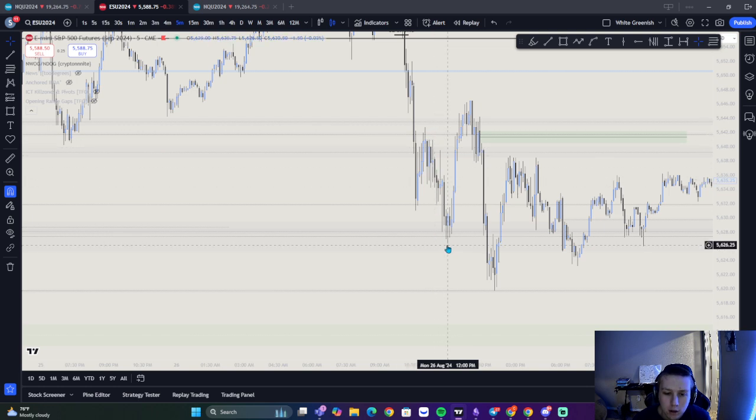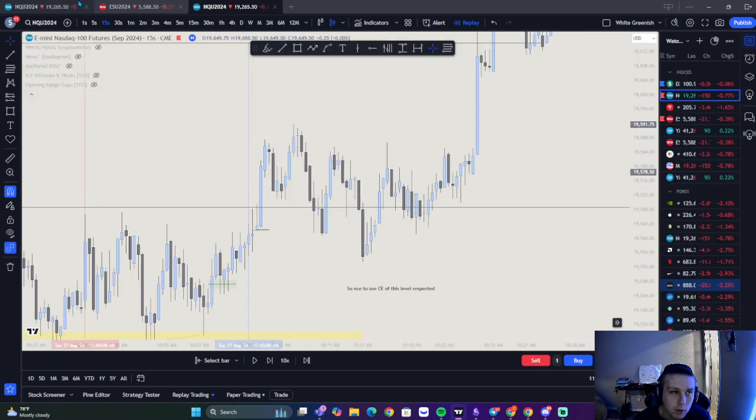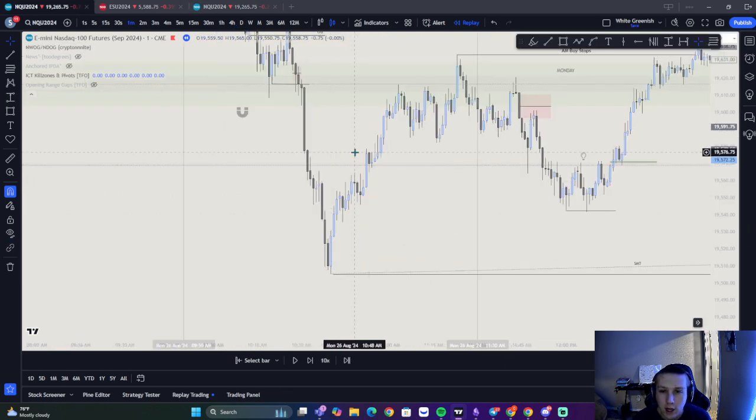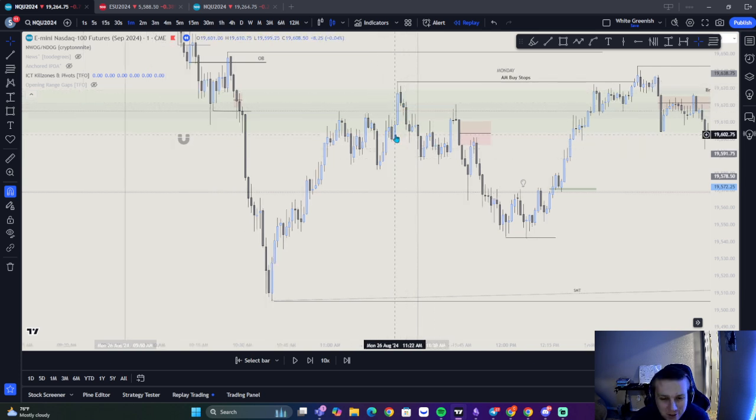Wait, was this the 12 p.m. low? Let's see. No, it's 10:40. So yeah, we're trading within that new day opening gap. And then what do we do? We come up. New week opening gap, new day opening gap. Notice how, look at this level, so beautiful.